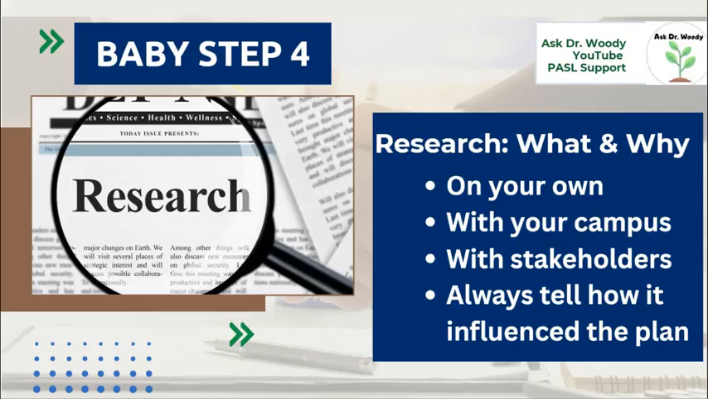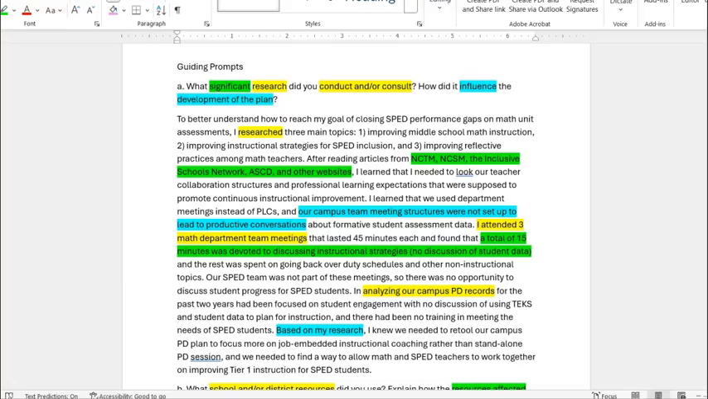So you need to show separate actions where you've done research on your own, you've done research with the people on your campus, you've done research with the stakeholders, and on each step, tell how it influenced the plan. So let me show you my write-up.